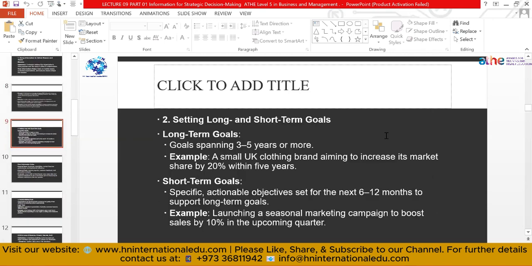Then we have setting the long and short-term goals. Long-term goals are usually for 3 to 5 years or more, and they're also known as strategic goals. For example, a small UK clothing brand aiming to increase its market share by 20% within 5 years, that is what they're expecting. But an organization only expects, and then the real results are quite different in most scenarios. Short-term goals, however, are actionable objectives set for the next 6 to 12 months to support long-term goals, that is, for a year or less. For example, launching a seasonal marketing campaign to boost sales by 10% in the upcoming quarter. That is another 4 months. Like right now, the Christmas sales are live.